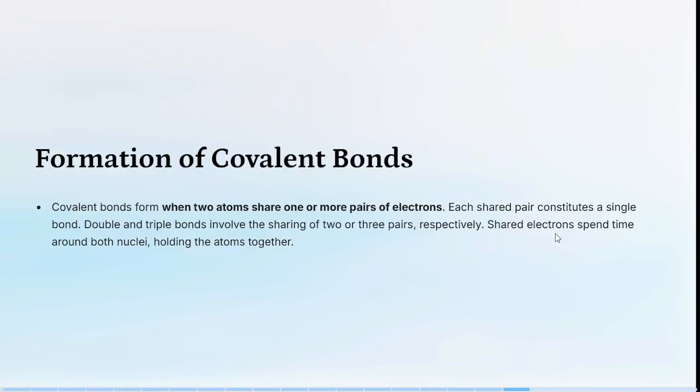Shared electrons spend time around both nuclei, holding the atoms together. So when you see covalent bonds, the shared electrons don't just stay on one atom involved in that bonding. The electrons being shared move around both species.